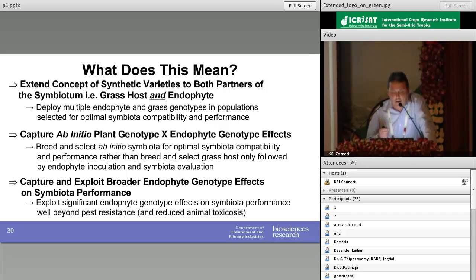And one is, on the one side, deploy multiple endophytes in synthetic varieties, so not only extending the concept to the grass host, but also to the endophyte, looking at ab initio, capturing the effects of the associations, and the interaction of the two genotypes of the plant and the fungal endophyte, and exploiting broader traits, reducing the generation interval and increasing selection intensity through associations, and maximizing heterosis in farmer seeds.